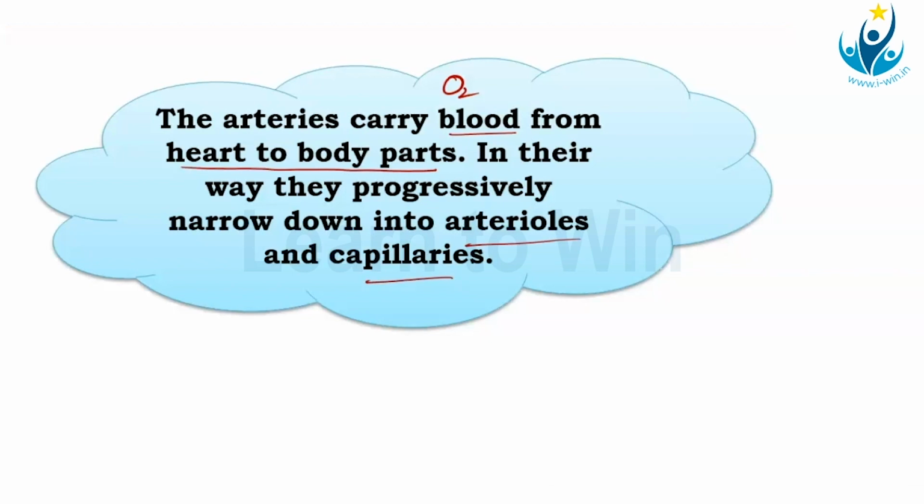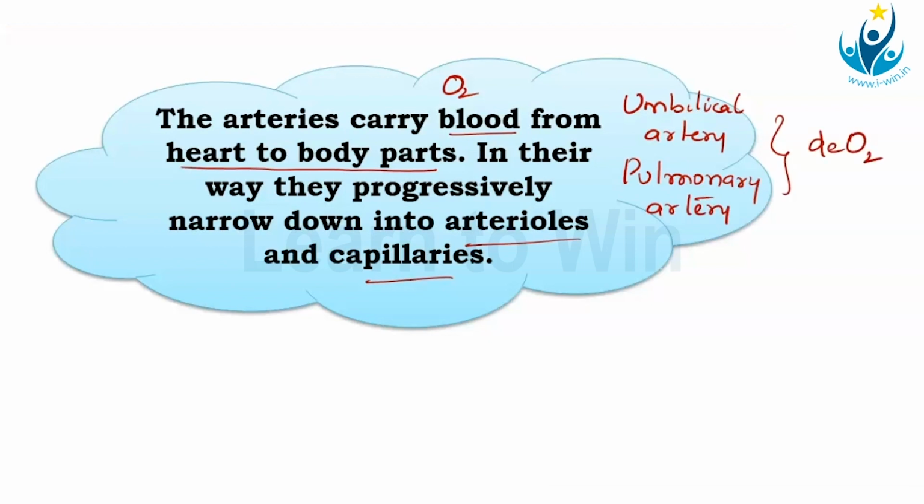Right. Now there is an exception to this. We have already spoken about this. The exceptions are the umbilical artery and the pulmonary artery. These two arteries don't carry oxygenated blood, they carry deoxygenated blood. In fact, the pulmonary artery carries the deoxygenated blood to the lungs, which we will see when we go to double circulation.